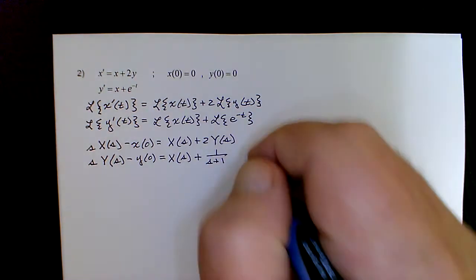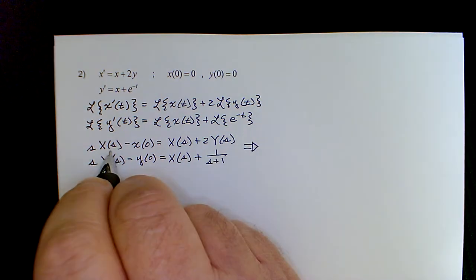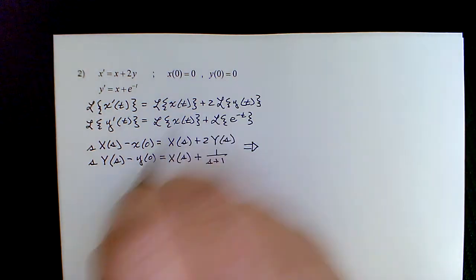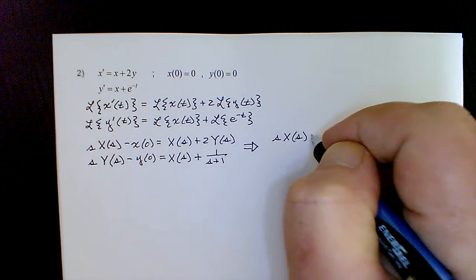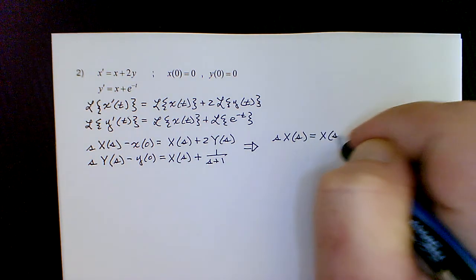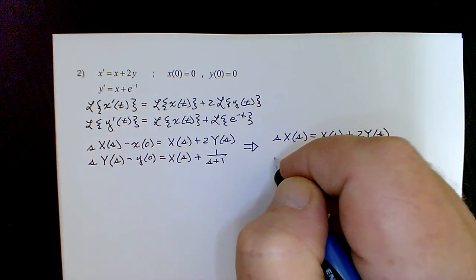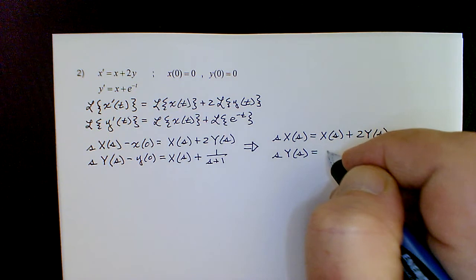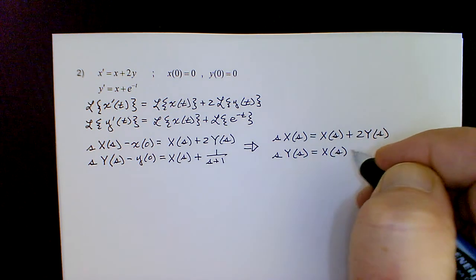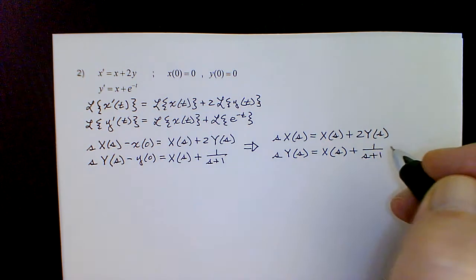Okay, so now I'm going to move to the right to try to save some room. And what we're going to do at this point is just plug in the initial conditions. Well, the initial conditions are both 0, so that's kind of convenient. We get s X of s equaling X of s plus 2 Y of s, and similarly s Y of s equaling X of s plus 1 over s plus 1.